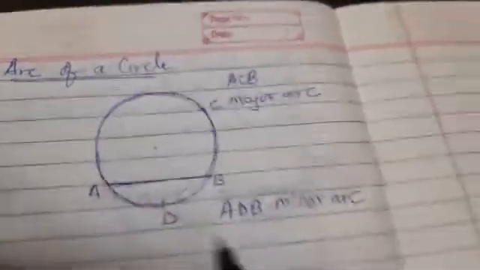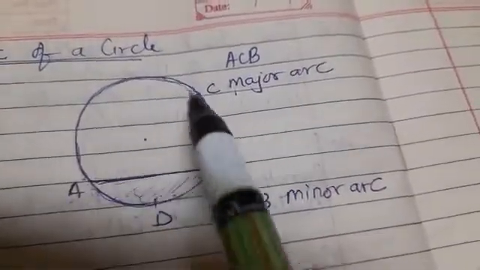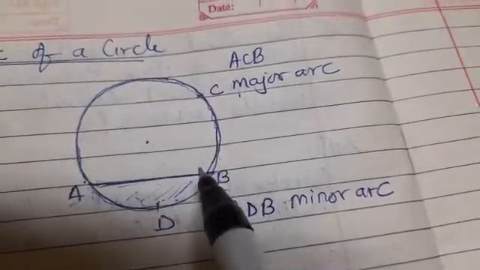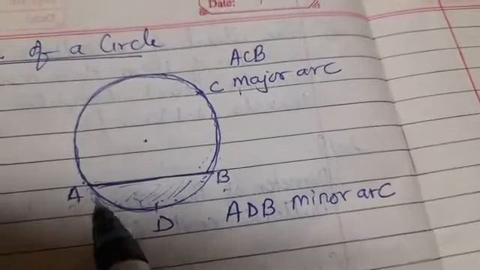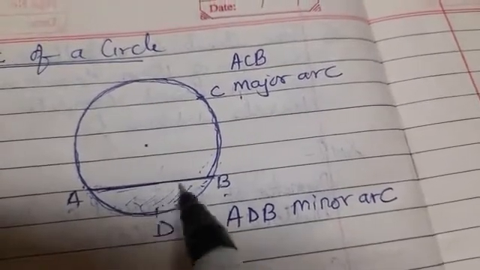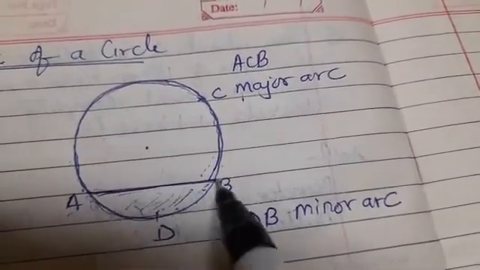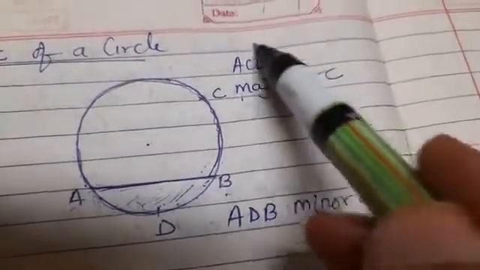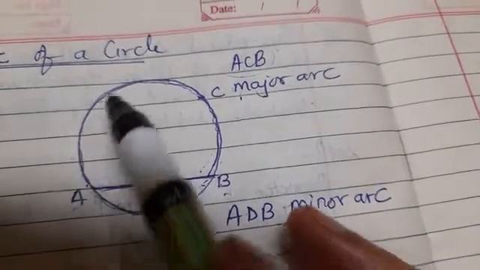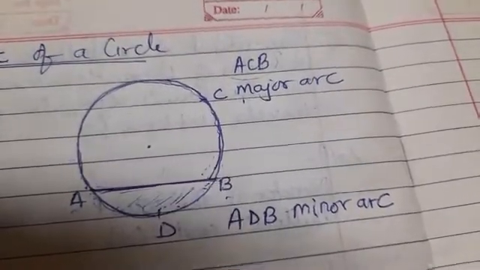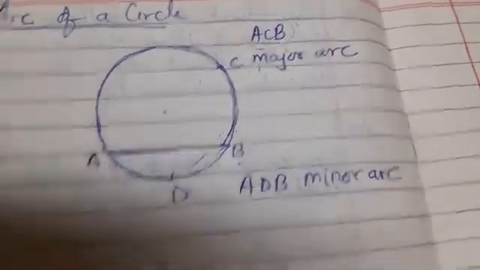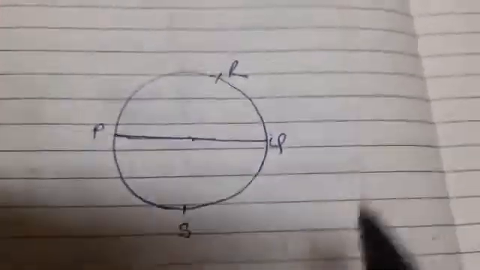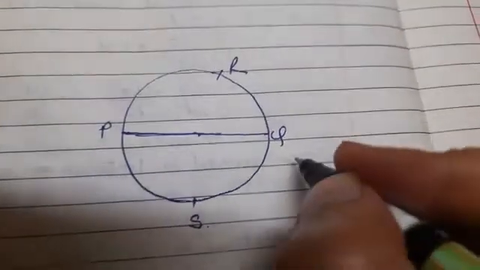So you have the major part of this round. We are only talking about this part, that is a major arc because it is the bigger part, and ADB is a minor arc because it is a smaller part, and it has been divided by this chord. So major arc, minor arc. Arcs always have 3 letters and they form a circular shape. Now along with this major arc and minor arc, you also have semicircular arcs.